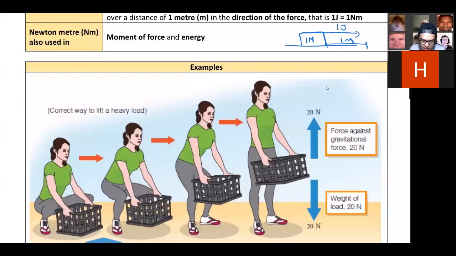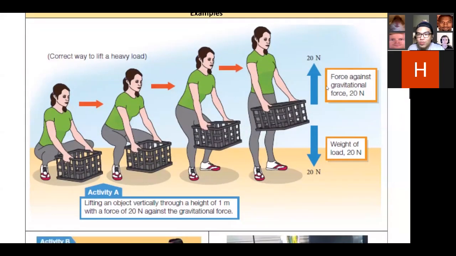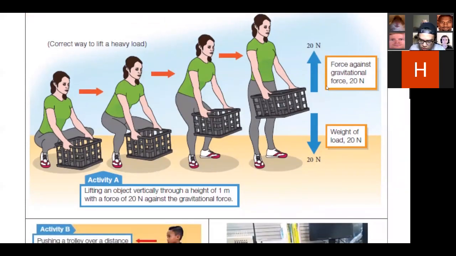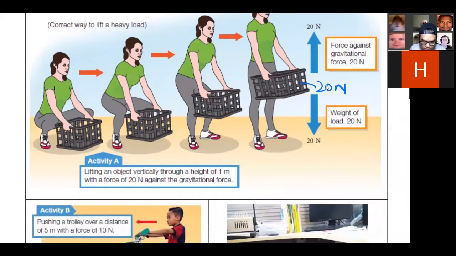Let's look at the example. Now imagine you are moving a load. Can you imagine this girl moving a load? Let's say this box is 20 Newton. Lifting an object vertically. Vertically means secara tegak, I'm moving it like that. Horizontal is called melintang. So menegak and melintang. Menegak like that, through a height of 1 meter with a force of 20 Newton against gravitational force.